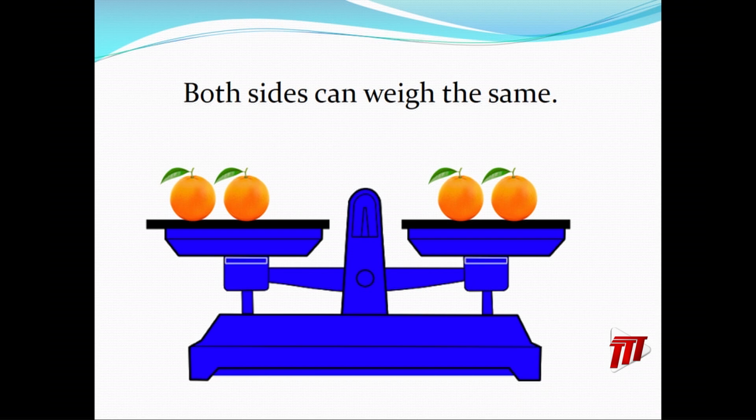Both sides can weigh the same. And another word to describe the same is equal. On one side, we have 2 oranges. On the next side, we have 2 oranges as well. Our scale shows that they are equal in mass or weight.